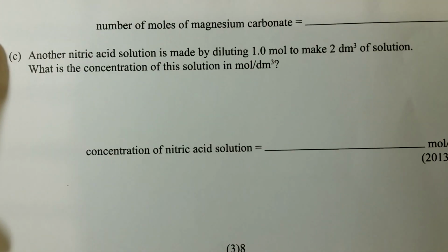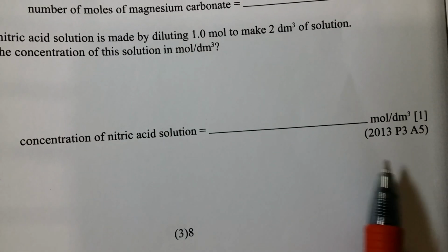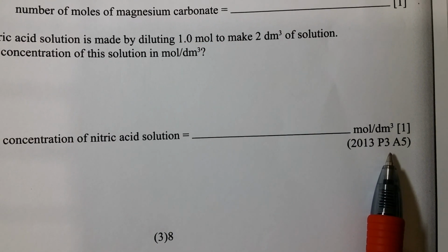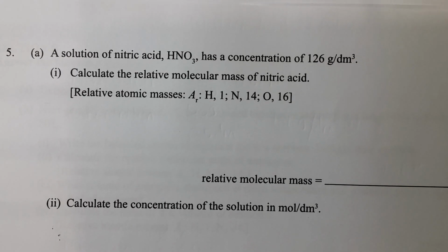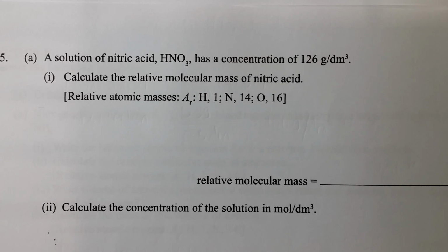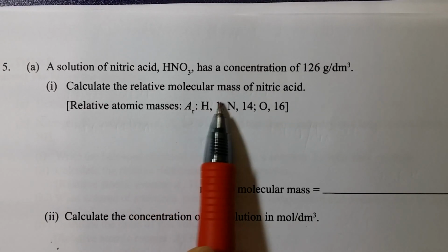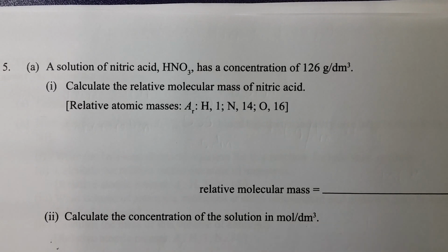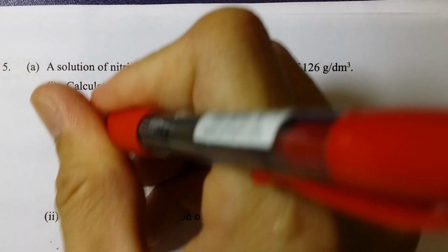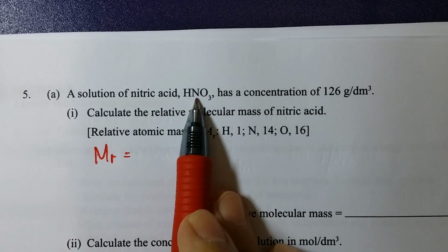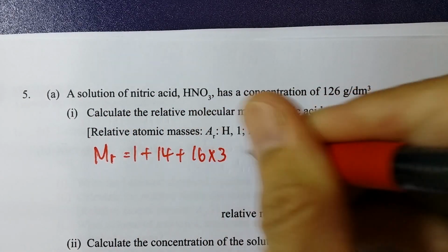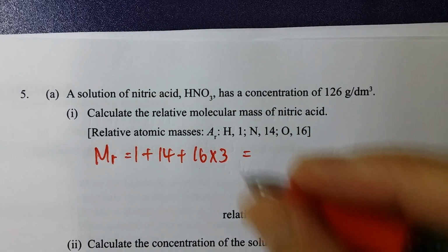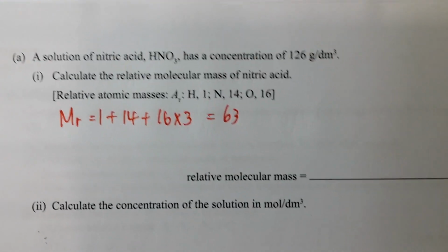Next question is from 2013, paper 3, A5. A solution of nitric acid HNO3 has a concentration of 126 gram per dm cube. Calculate the relative molecular mass of nitric acid. Relative molecular mass is Mr. So what is the Mr of HNO3? 1 plus 14 plus 16 times 3. And that will give you 63. Remember, there is no unit.